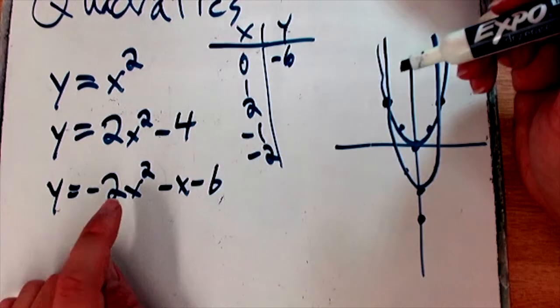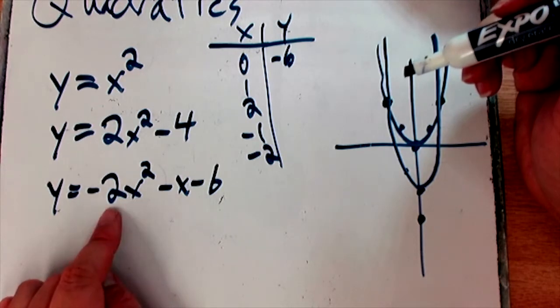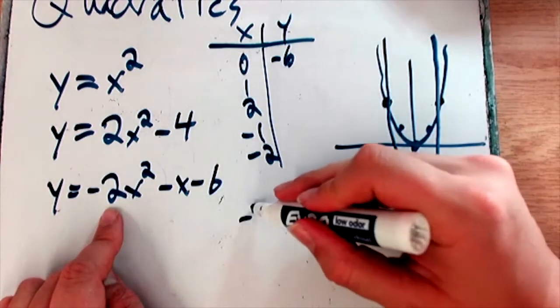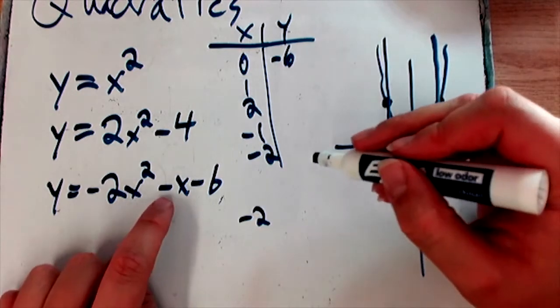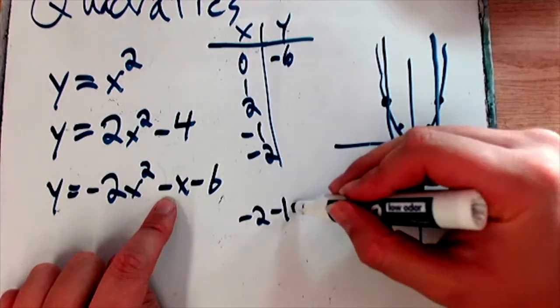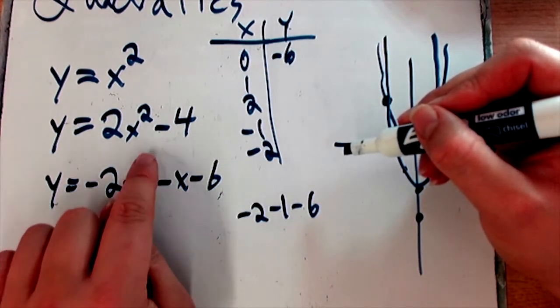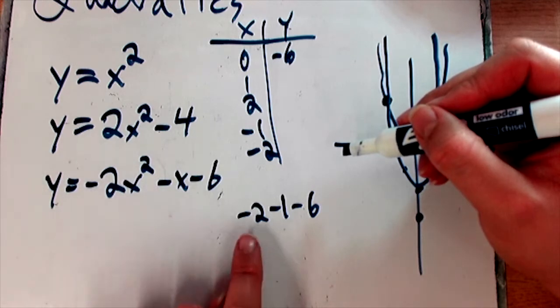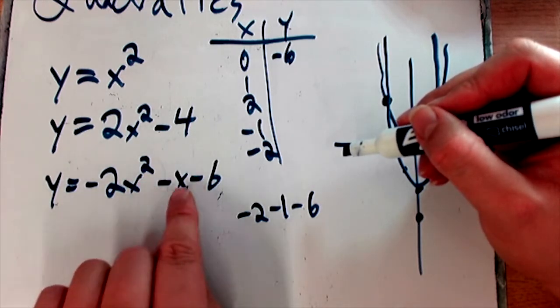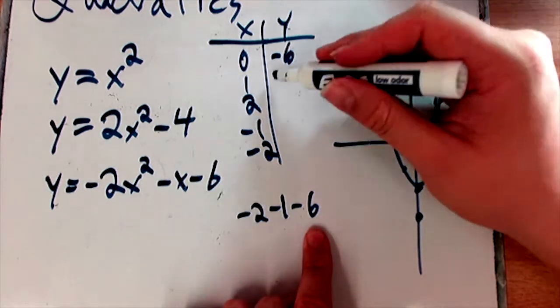Now let's throw 1 in there. 1 squared is 1. 1 times negative 2, well, that gets us negative 2. Now minus, x is 1, so minus 1 minus 6. So you see how I solved this first bit by squaring, then multiplying. Then I did this next term and then this next one. So negative 2 minus 1 minus 6, that's negative 9.